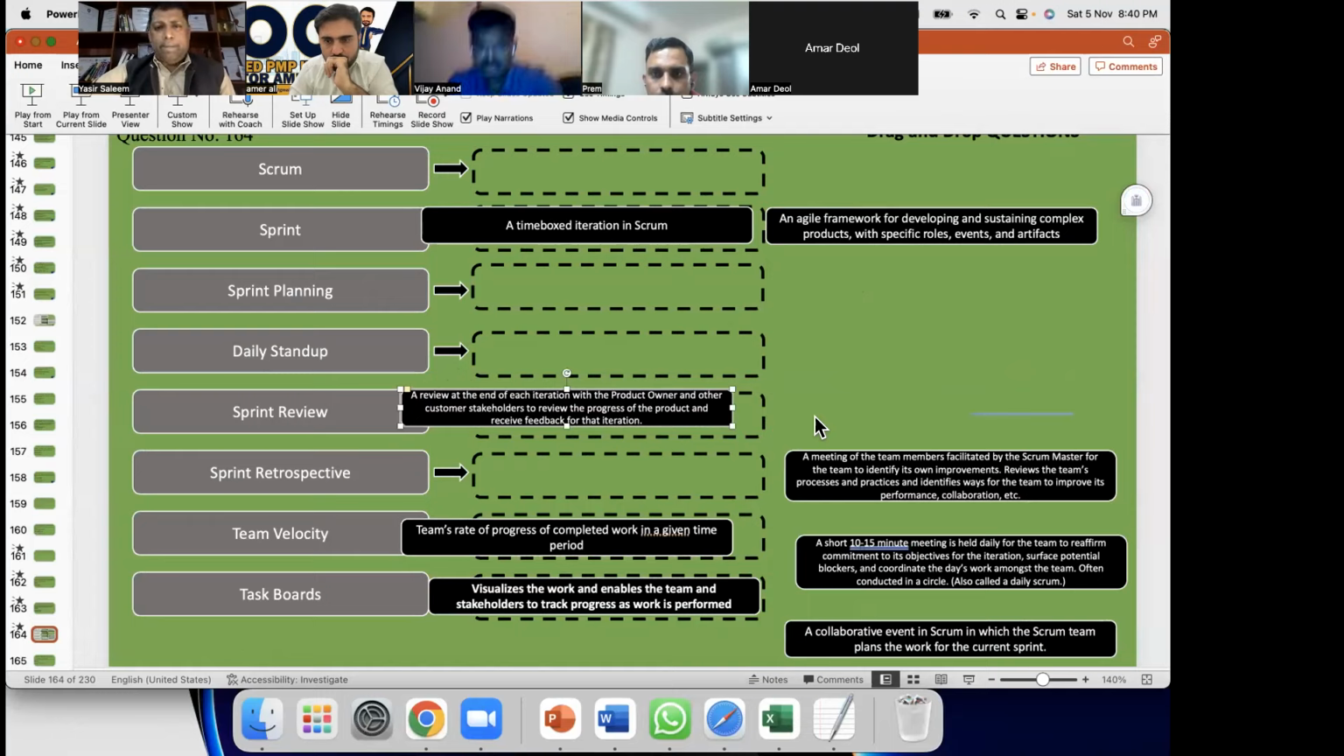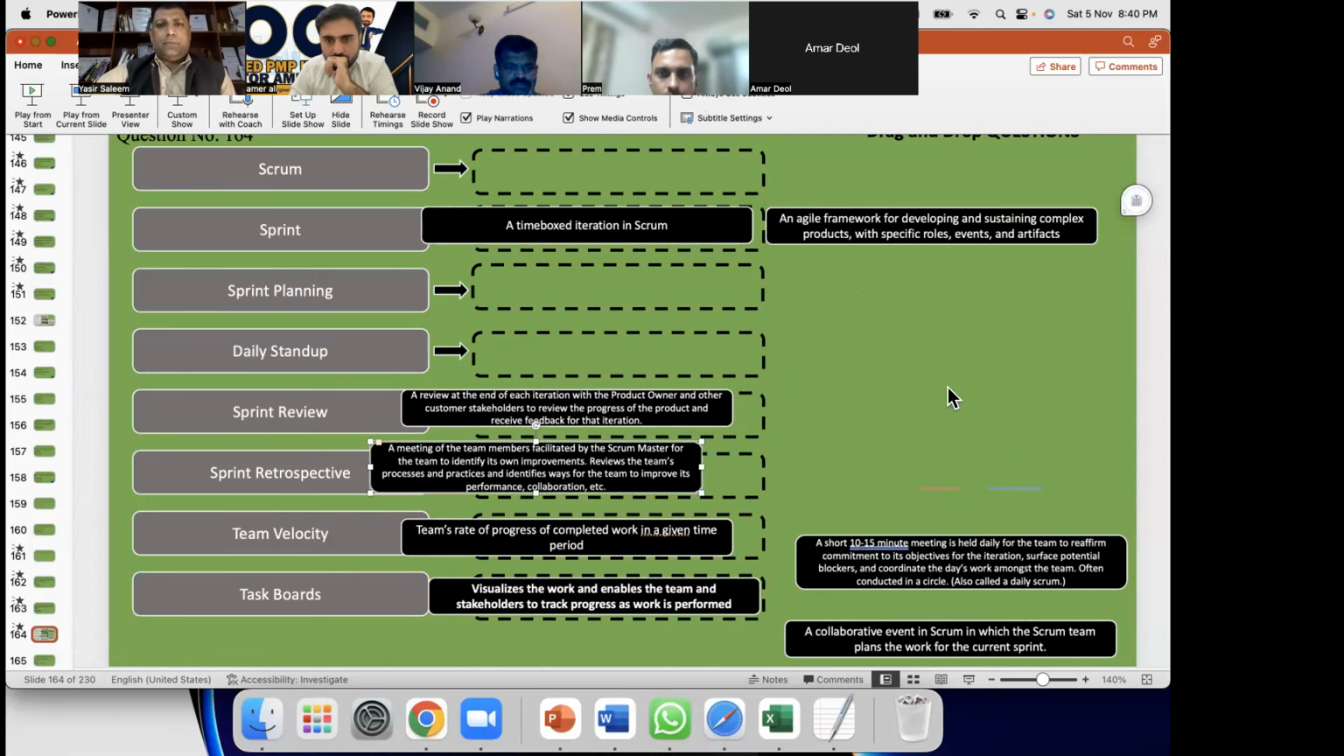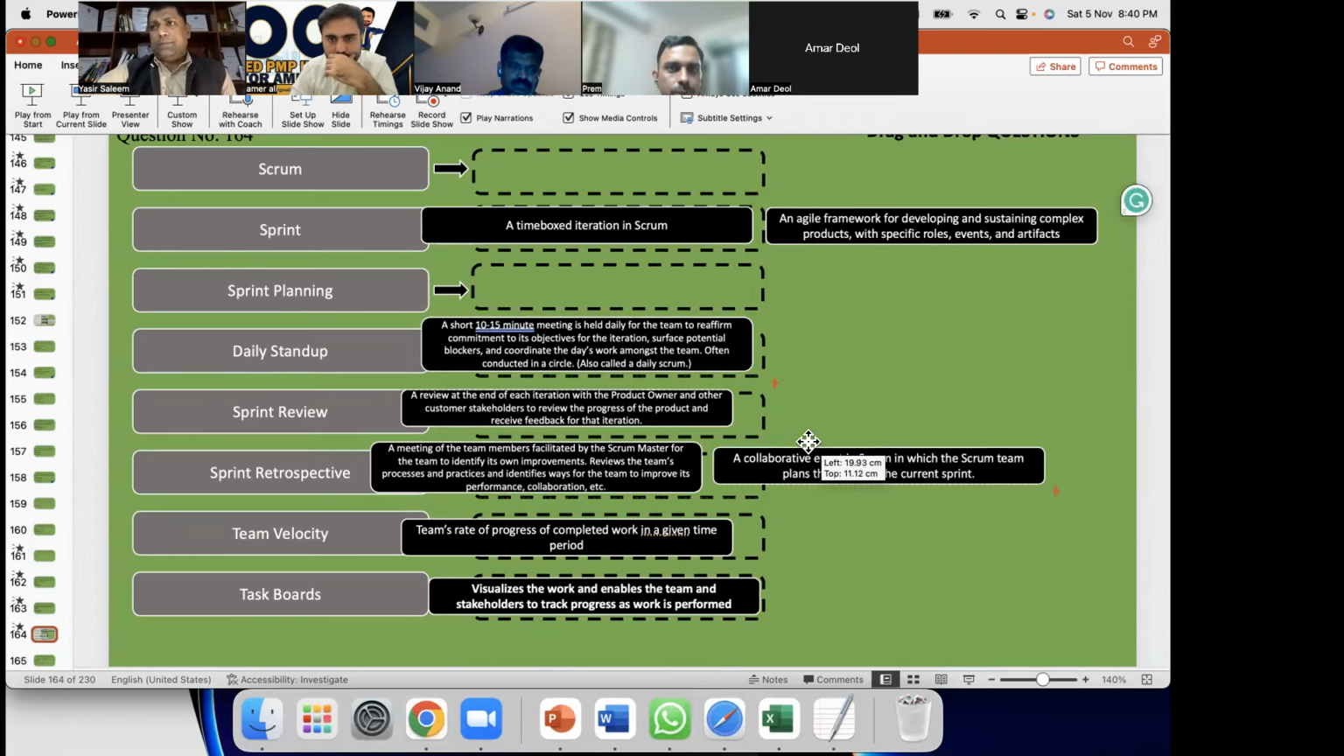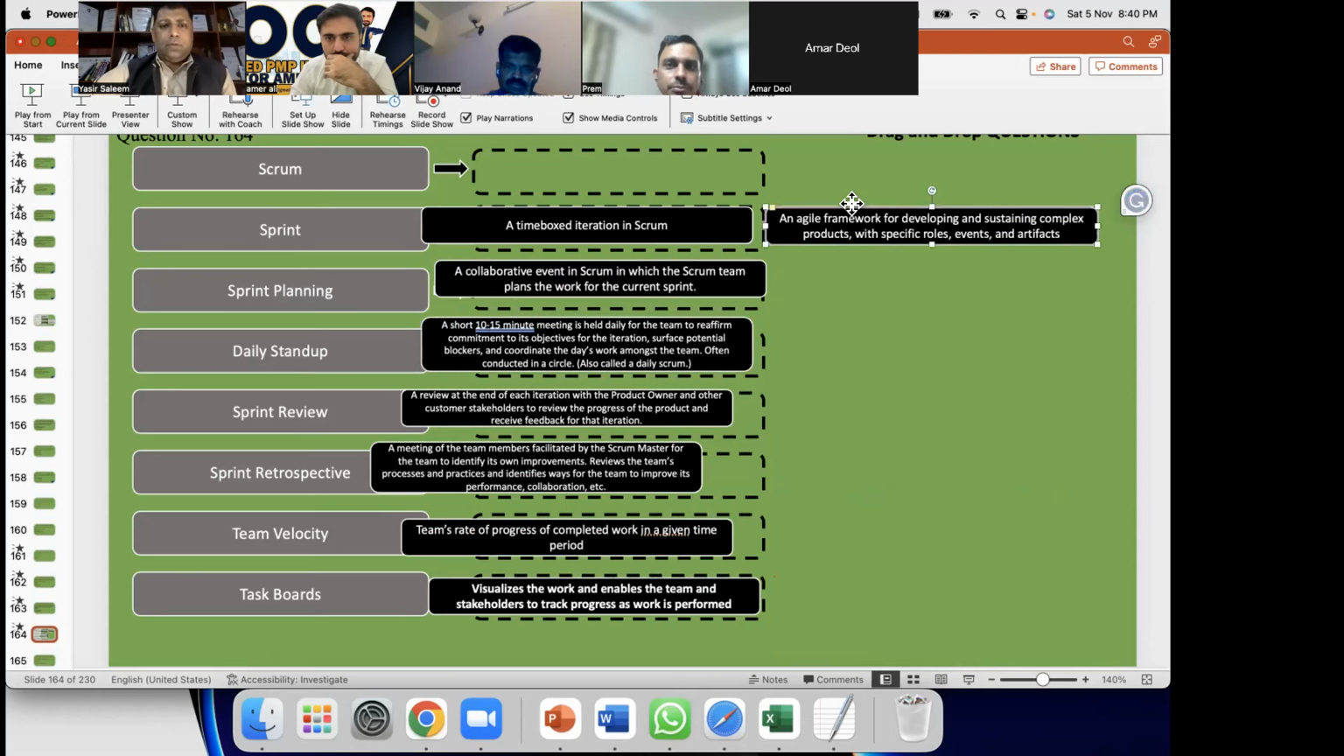Meeting of the team members for the team to identify its own improvement. This will be retrospective. A short 10-15 minutes, this will be daily stand-up. Very well done. Collaborative event in Scrum in which the team plans the work for the current sprint, that is sprint planning. Then the last one is Scrum. Very well done.